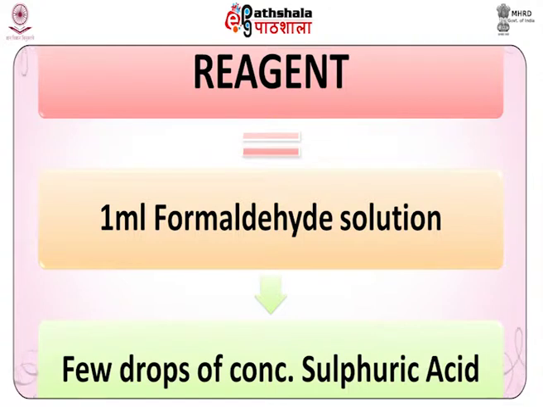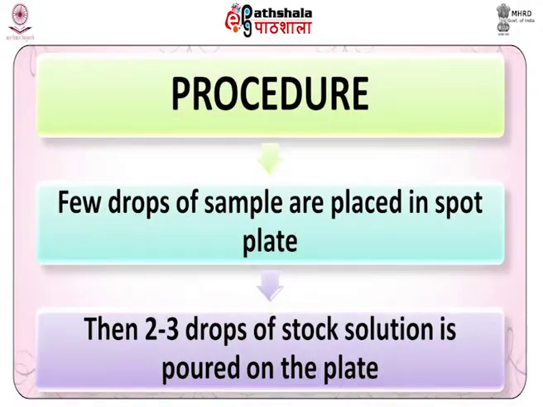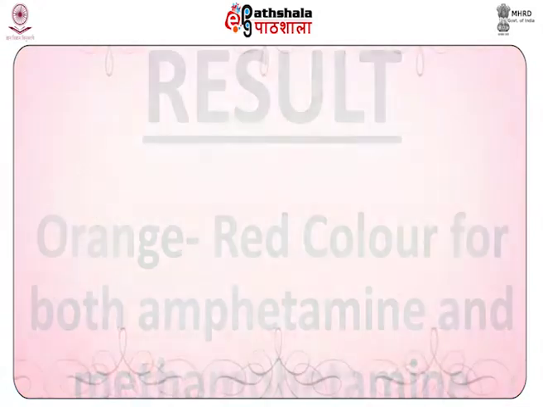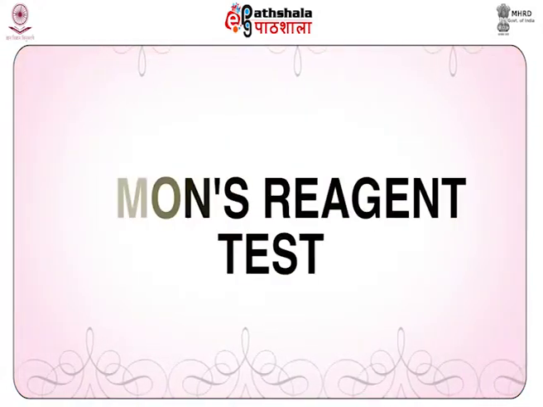Preparation of reagent. To 1 ml of formaldehyde solution, a few drops of concentrated sulfuric acid are added and a stock solution is prepared. Procedure: a few drops of sample are placed in a spot plate. Then 2 to 3 drops of stock solution are poured on the plate. Result: orange to red color for both amphetamine and methamphetamine. Next is Simon's reagent test.